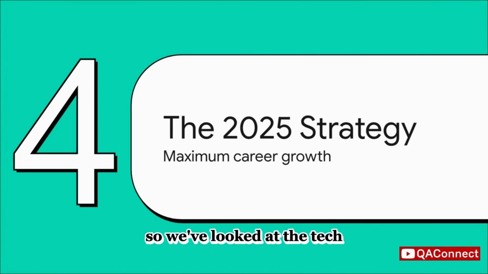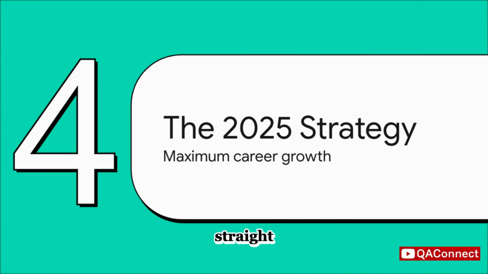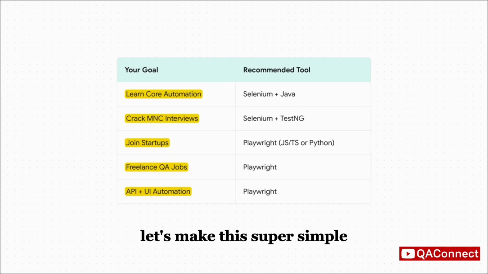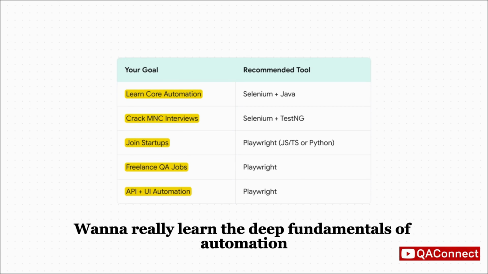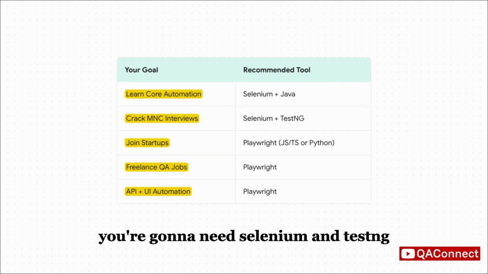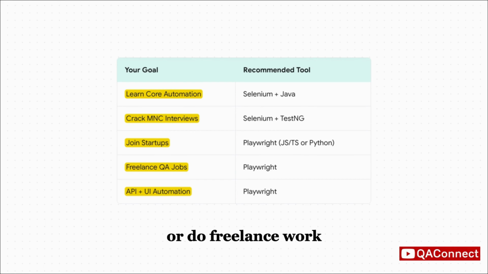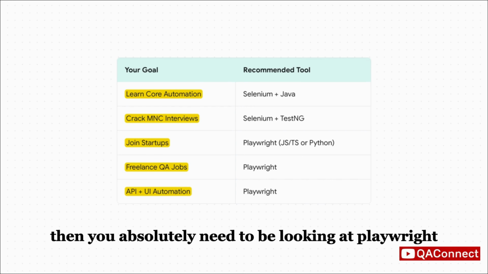So, we've looked at the tech, we've looked at the career paths. What does this all boil down to? What is the actual winning strategy for 2025? Let's cut through the noise and give you the honest, straight-up recommendation for maxing out your career growth. Let's make this super simple. Look at your goal, and we'll tell you the tool. Want to really learn the deep fundamentals of automation? Selenium plus Java. Trying to crack an interview at a huge established company? You're going to need Selenium and TestNG. But if your goal is to join a startup or do freelance work or get a job that mixes UI and API testing, then you absolutely need to be looking at Playwright.